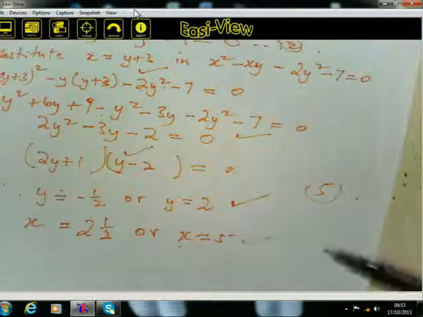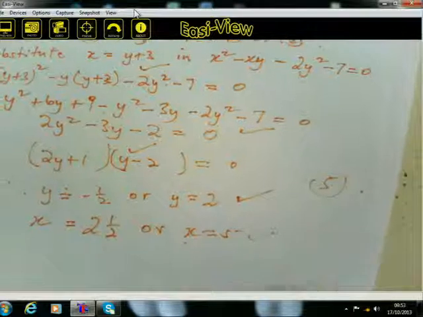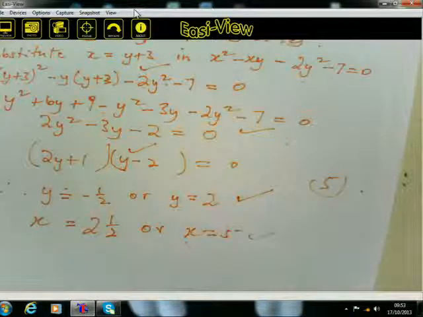That is how we should treat these simultaneous equations. Now, the last topic of the day will be either sets or exponents. Let me write it down.